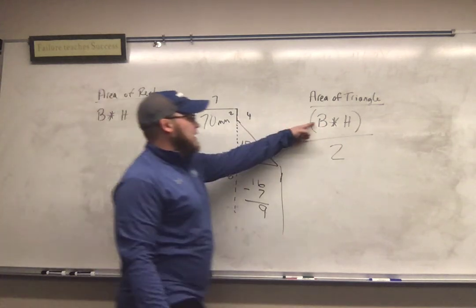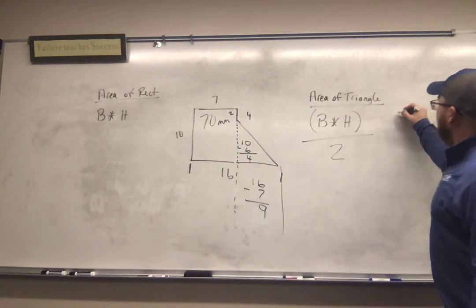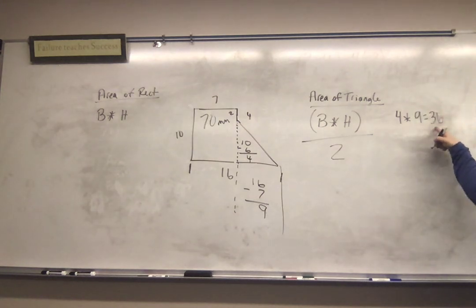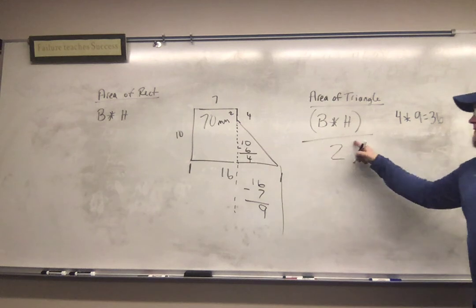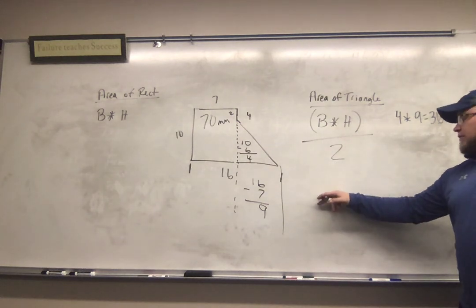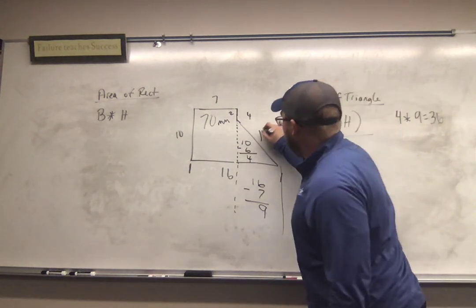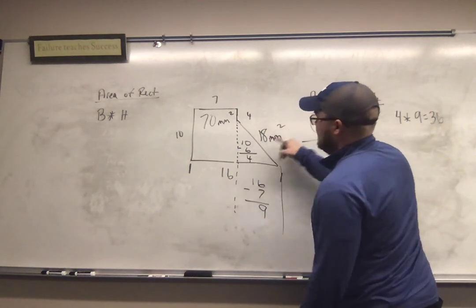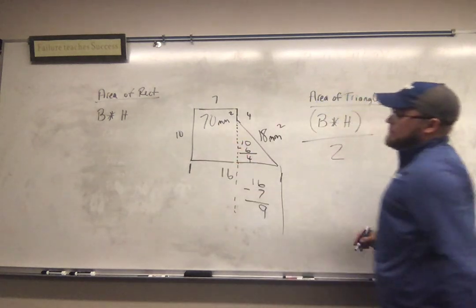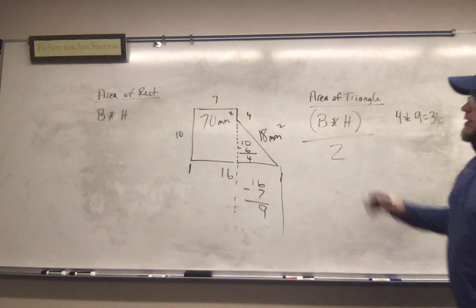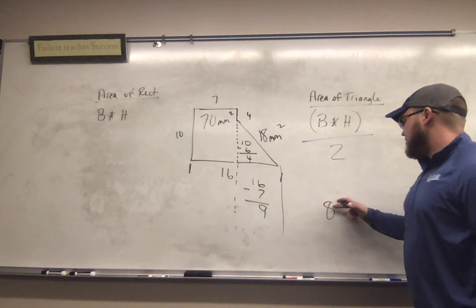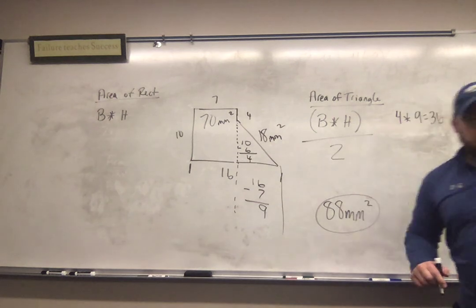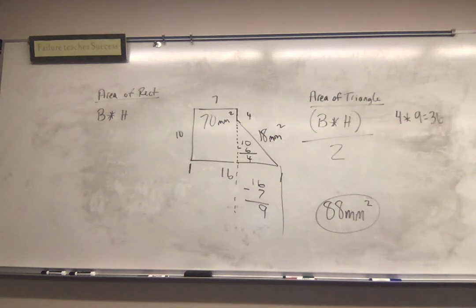So we're going to do 4 times 9 over here. And 4 times 9 is going to equal 36. We're going to take the answer of 36 and divide it by 2 for an answer of 18 now. So we have 18 millimeters squared for the triangle. We have 70 millimeters squared for the rectangle, and we need to add those together for 88 millimeters squared. Okay? You can kind of see that.